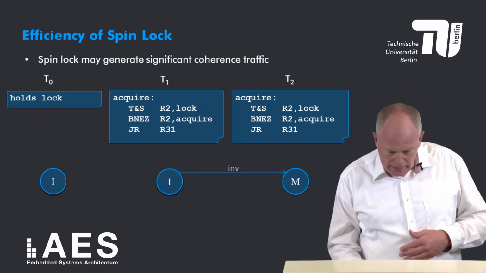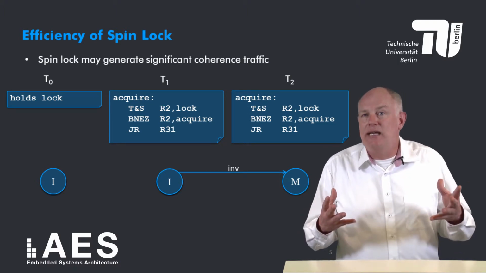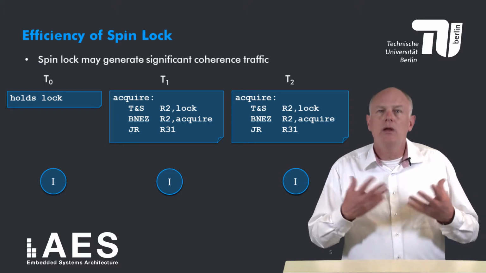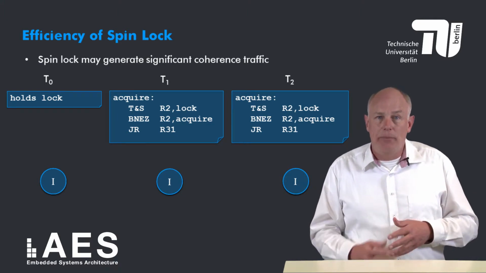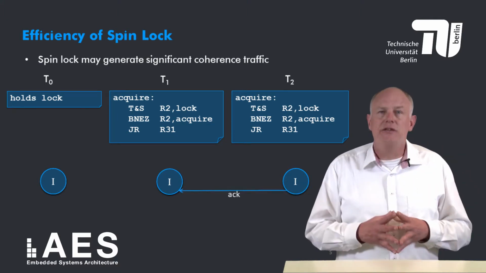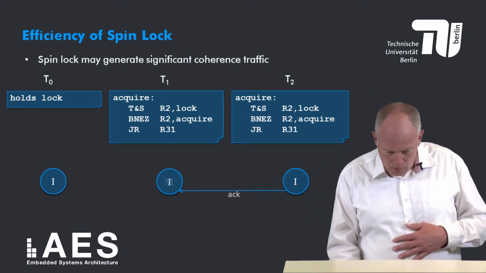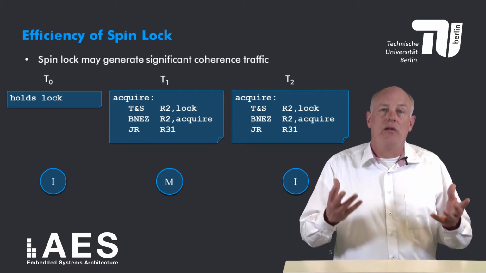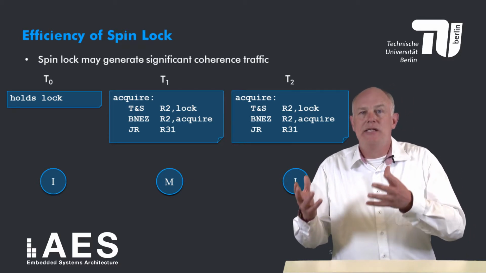And now T1 again performs a test and set. It needs to get and invalidate the copy from T2. T2 invalidates its copy and acknowledges this to T1, which now holds again the lock in state modified. But still the lock is kept locked by T0.